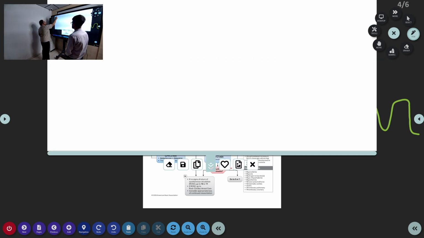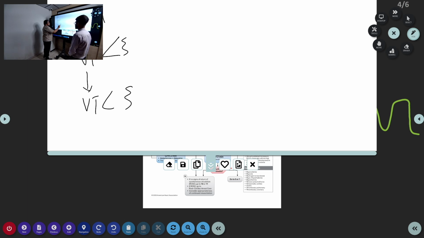So first, the patient was brought in with PEA. Then he went into VT. Shock was given. Then again he was in VT, and again shock was given. Initially we gave 200 joules of shock. 200 joules we have given.